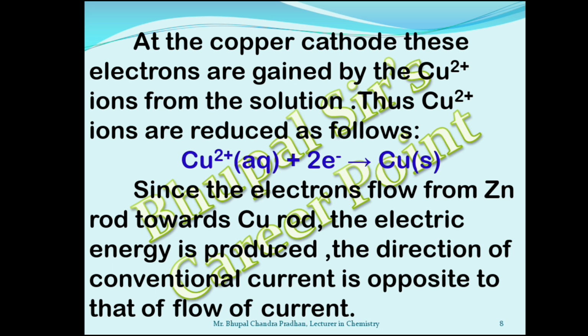The Cu2+ ions are reduced to copper solid as follows. Cu2+ aqueous gains 2 electrons to give copper solid. Since the electrons flow from the zinc rod towards the copper rod, electric energy is produced, and the direction of the conventional current is opposite to that of the flow of electrons.